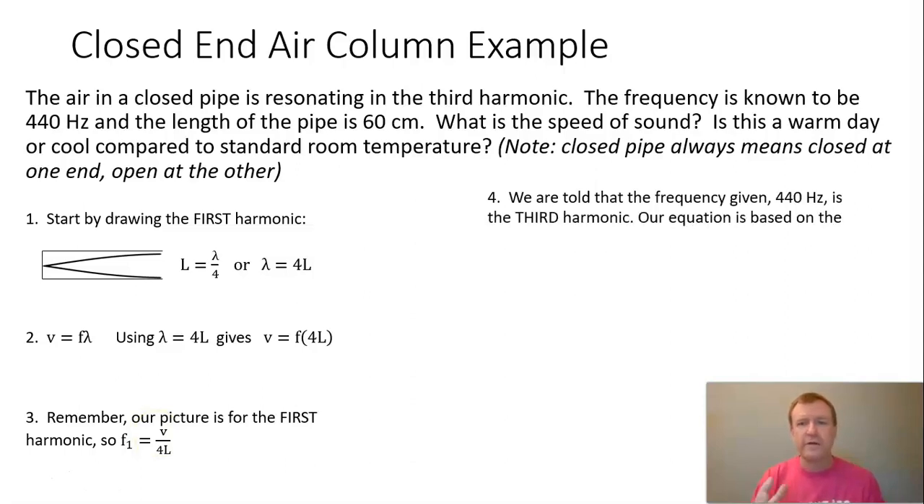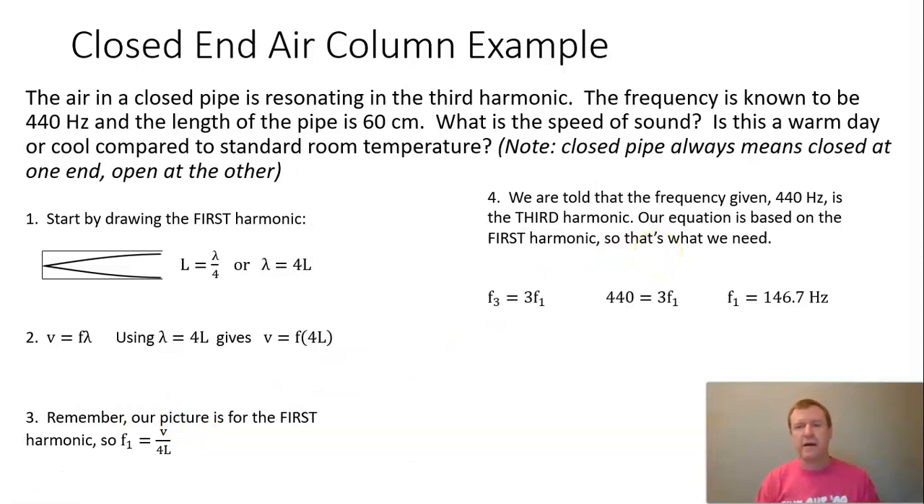Now we're told the frequency of 440 hertz is the third harmonic. But our equation is working off of the first harmonic, so we need to figure out what that first harmonic is. So the third harmonic is just 3 times the first harmonic. So we can divide that 440 by 3, and we get that first harmonic frequency, or the fundamental frequency. Now we can use that number in the equation we just developed.